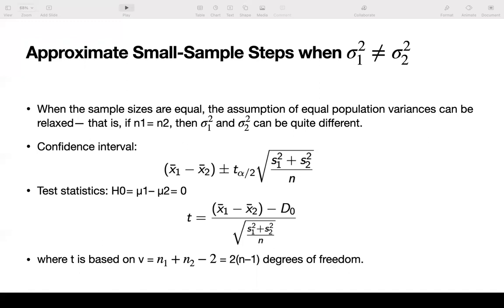Also, we have the test statistic where we state the null to be that the difference between the means is 0. So t is equal to the difference between the means minus D0, divided by the square root of s1 squared plus s2 squared divided by the sample size. So t here is based on v equal to n1 plus n2 minus 2, which equals 2 times n minus 1 degrees of freedom.